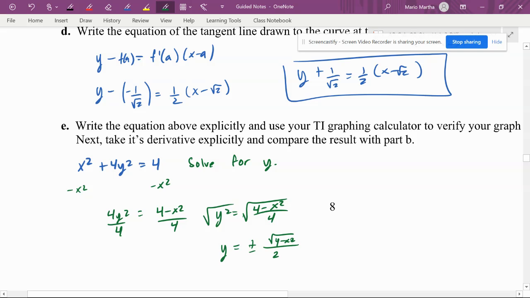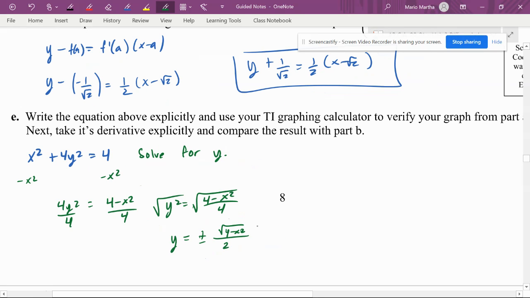And then we want to take the derivative of this explicitly, right? So let's do that. So let me rewrite this as 4 minus x squared raised to the 1/2 over 2. So we have a constant of 1/2.